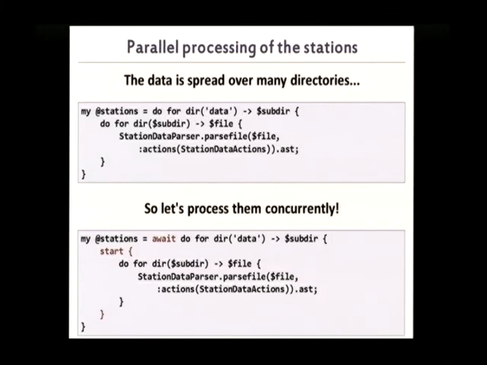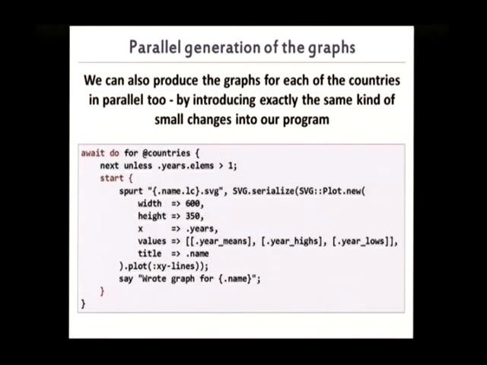Okay, and we can do a very similar trick for the graphs. What we'll do is we'll just await, do for all the countries, start, okay, say we wrote the graph, and then we're done. So again, the only thing I've done to turn this into a parallel program is just start there and await. And of course, we got lucky in this case because the sort of opportunity for concurrency in this program was very, very evident.